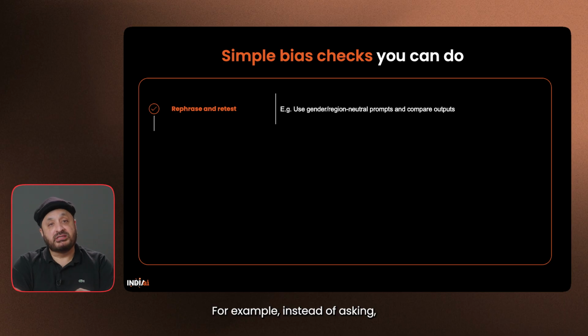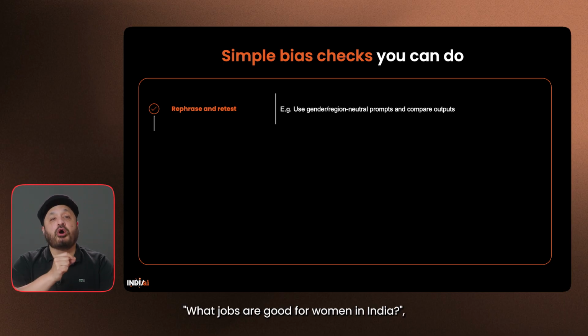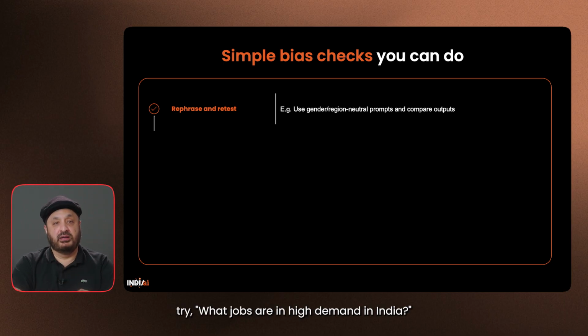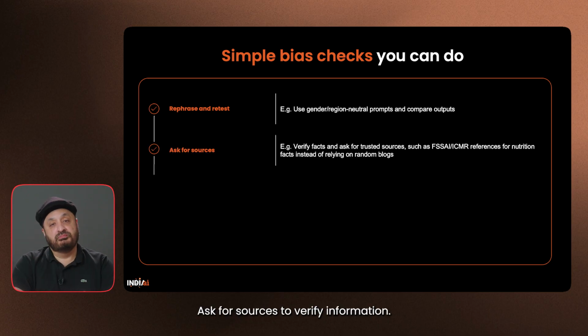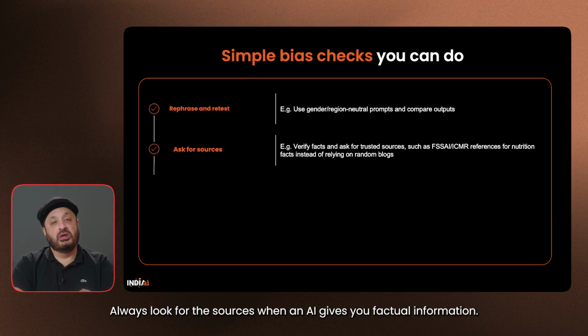For example, instead of asking, what jobs are good for women in India? Try, what jobs are in high demand in India? And compare the results. Bias check number 2. Ask for sources to verify information.